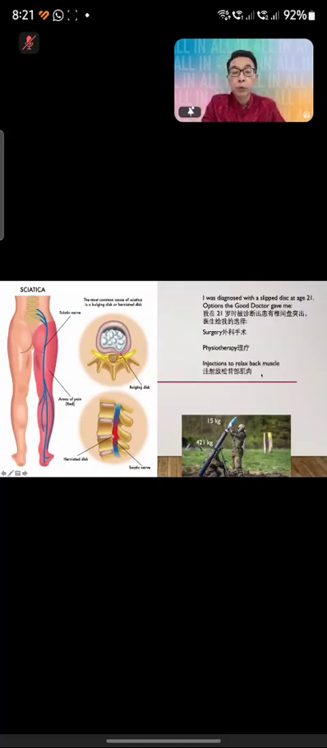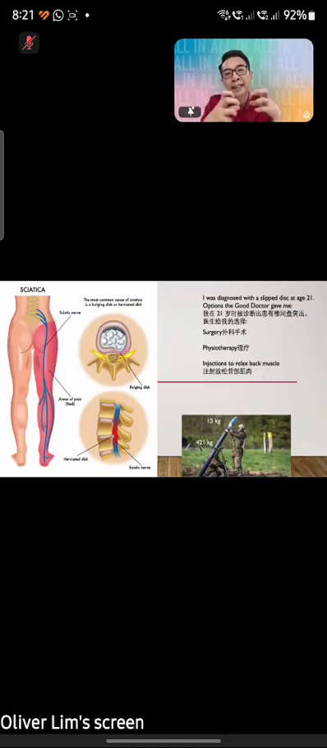And then when it really hurts, I go to the doctor and they give me an injection on the back to relax the muscle so that the muscle does not tense up. Once the muscle tenses up, it will push the disc further. So they relax the muscle. They also gave me a strong painkiller.